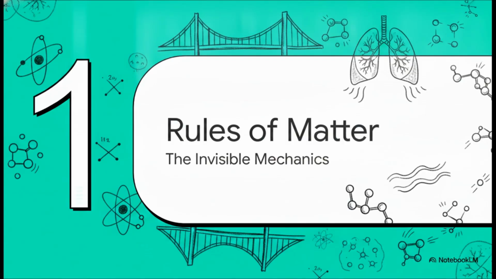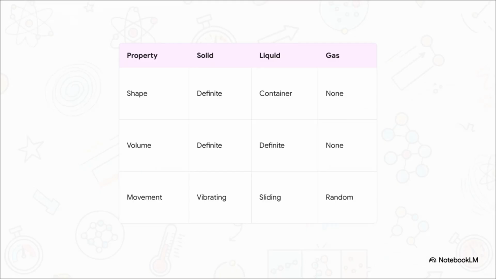All right, Section 1, the invisible rules of matter. Okay, let's establish our baseline here. Matter is, simply put, anything that has mass and takes up space, period. Whether we're talking about the massive steel beams of a suspension bridge or literally just the invisible air inside your lungs, it all follows a strict molecular hierarchy, and it's the physical state of a material that dictates how we can actually use it.